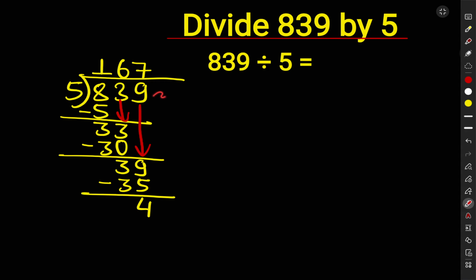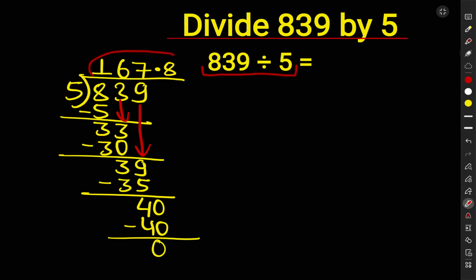So now we have no other number to put down. So we take a decimal here so that we can put 0. So it is 40 and 5 times 8 is 40. On subtracting we get 0. So 839 divided by 5 is 167.8.